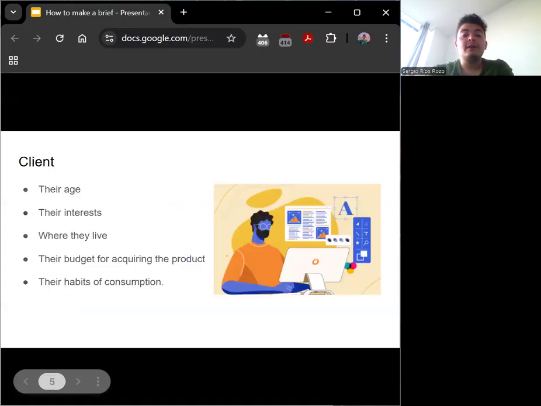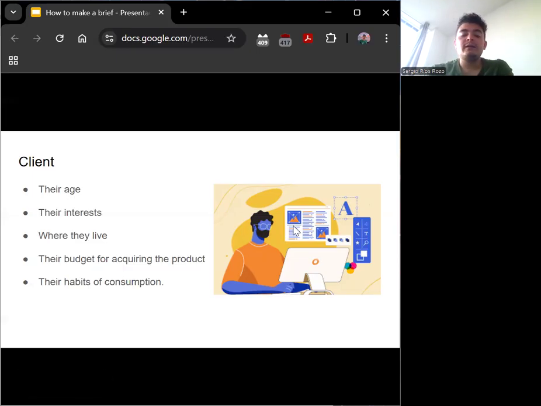Then we have to identify the client. And for doing this, we have to know their age, their interests, where they live, their budget for acquiring the product, and their habits of consumption.